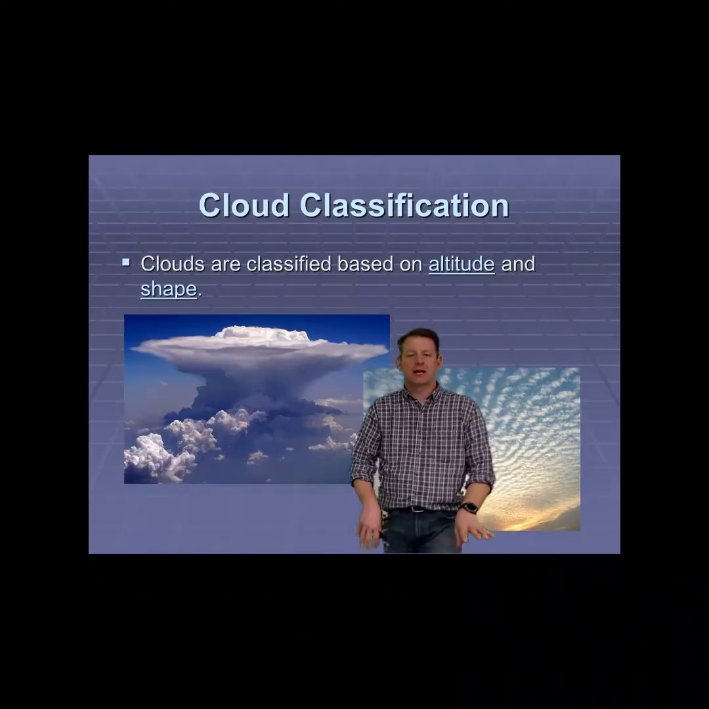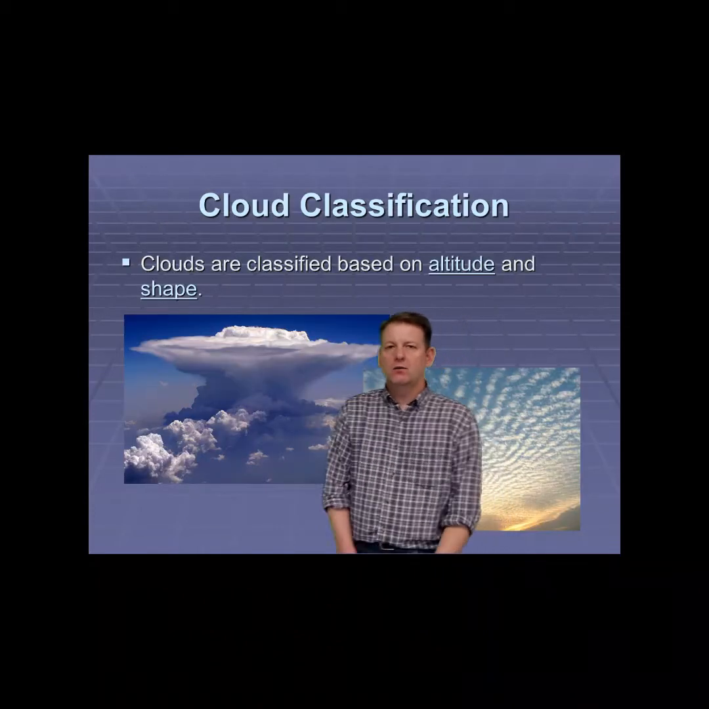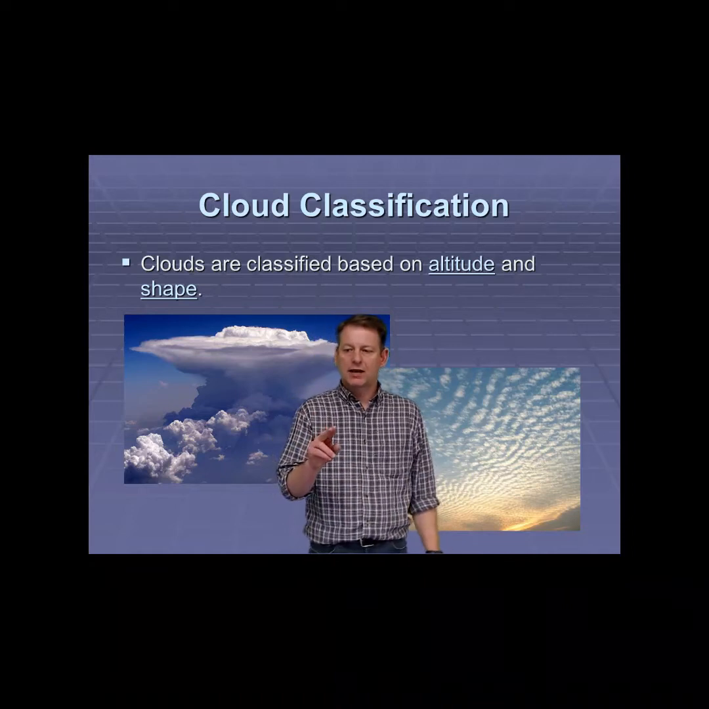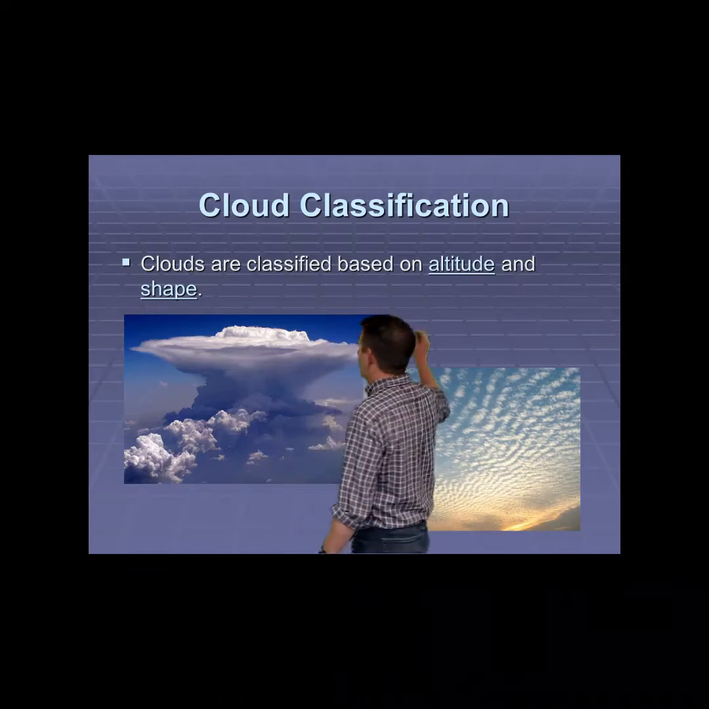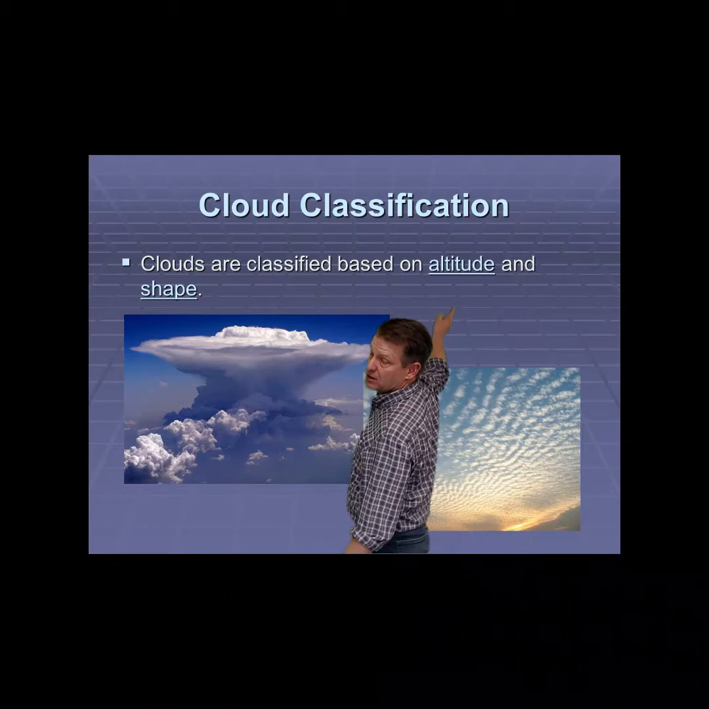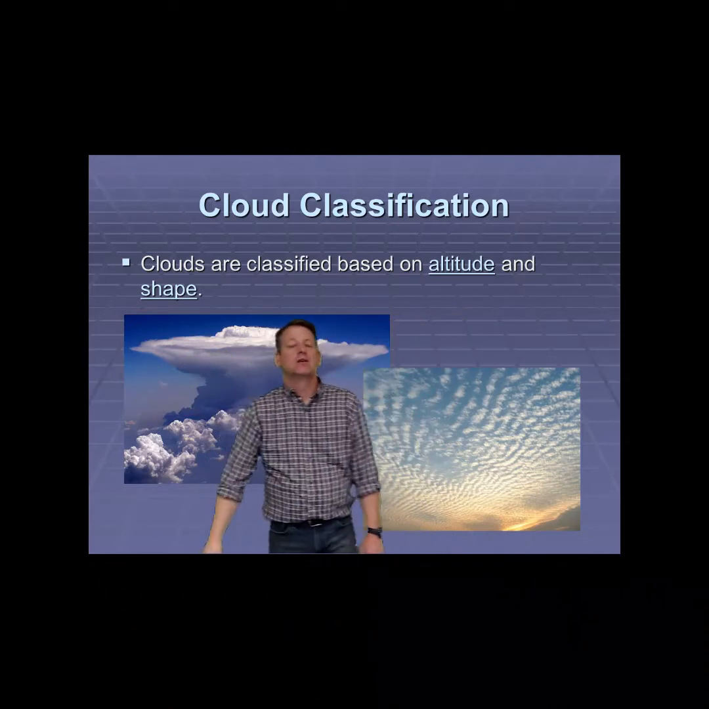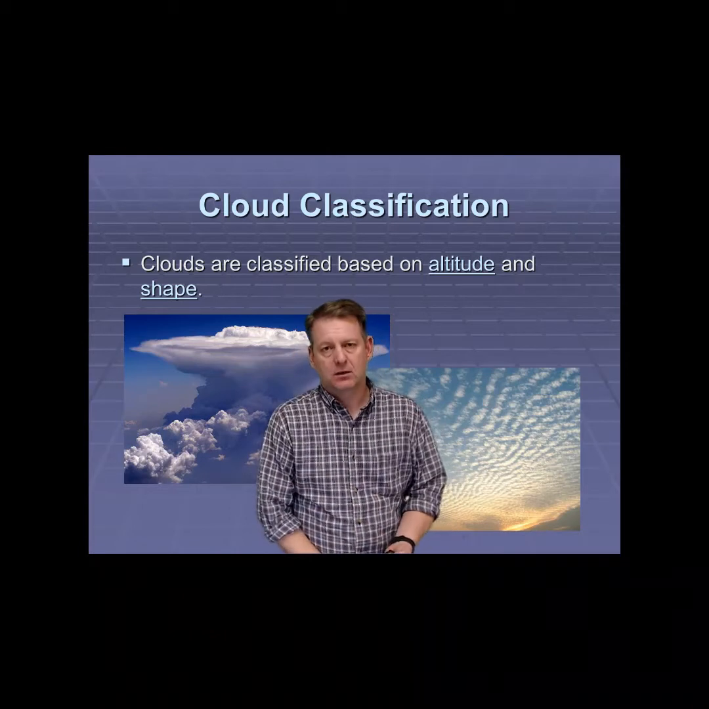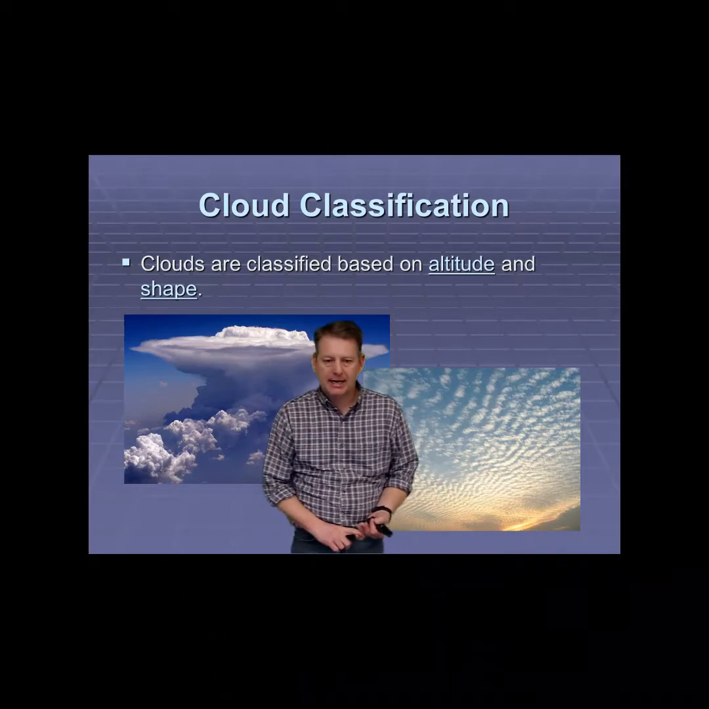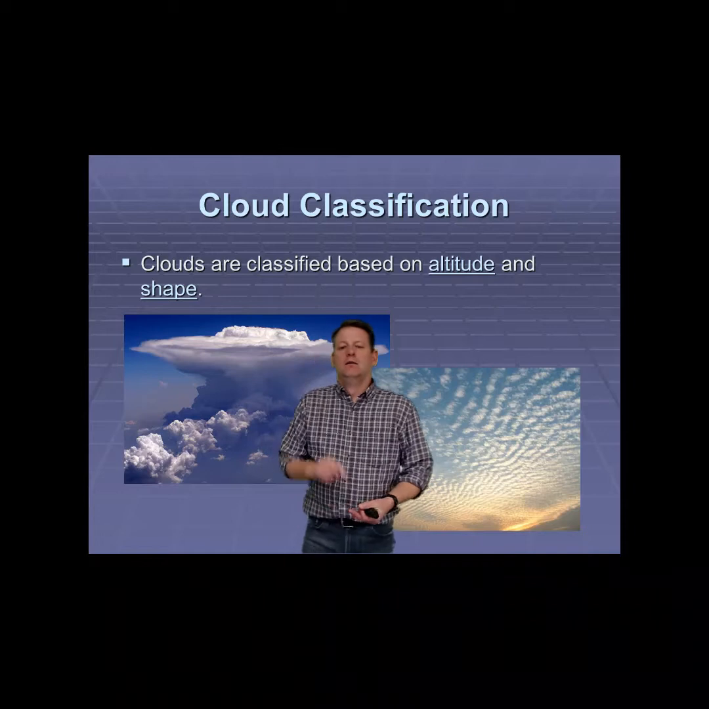So how do we classify a cloud? Well, we classify it by two ways. One is that we have to look at its altitude, how tall it is, and the other one is its shape. So, what does it look like, and how high up in the sky is it? Let's take a look at this.